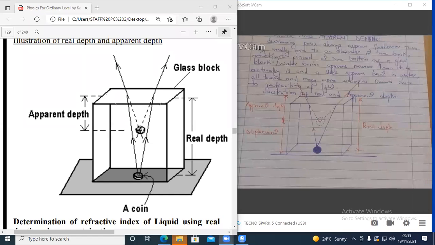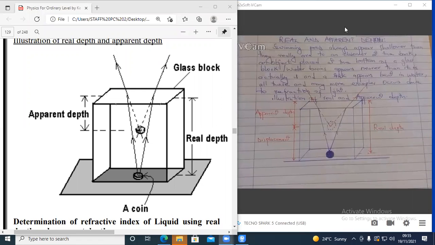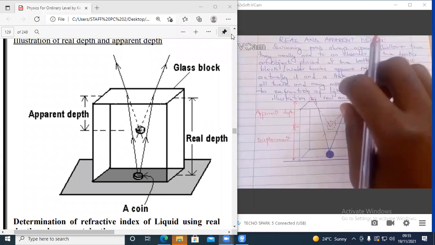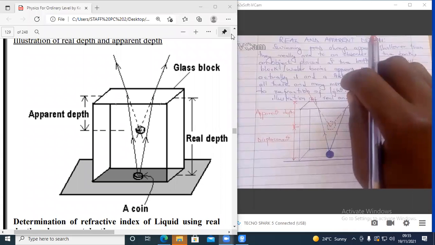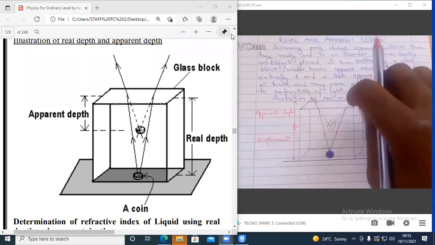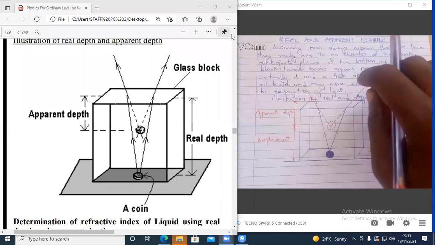We call it displacement. Are we together, members? Yes, teacher. And this is how it will appear, whether it is in a pool of water or in a glass block. It will still appear the same.